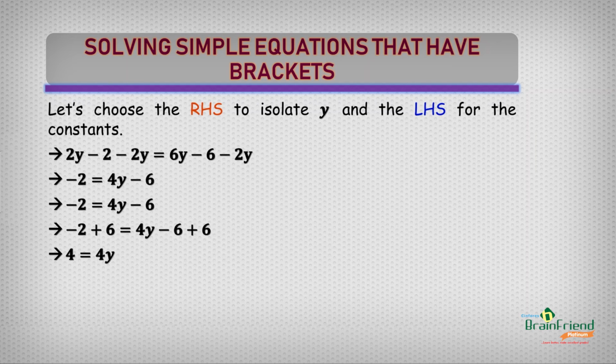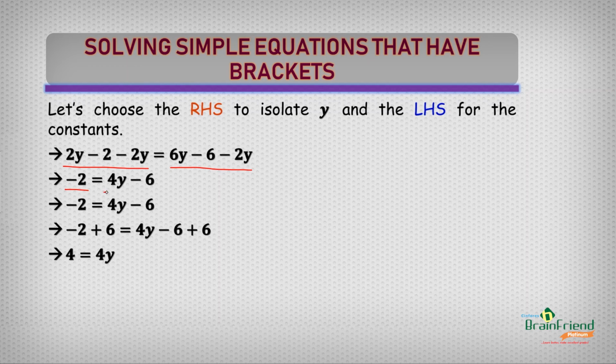We want to remove 2y from the left-hand side of the equation. So we do that by subtracting 2y from the left-hand side of the equation. And to keep our equation balanced, we subtract 2y from the right-hand side of the equation. This will give us 2y minus 2 minus 2y equal to 6y minus 6 minus 2y. Solving through, 2y minus 2 minus 2y will give us minus 2, and 6y minus 6 minus 2y will give us 4y minus 6.